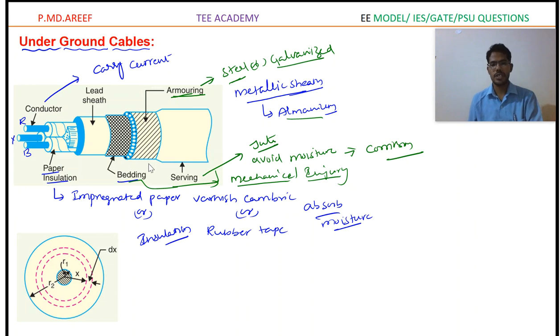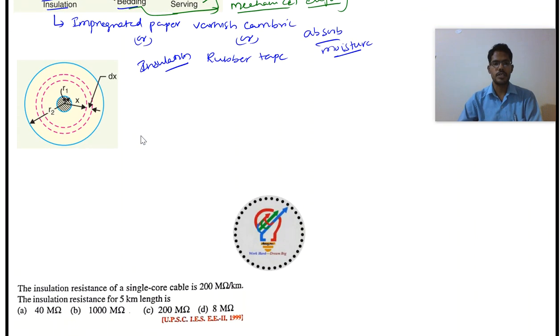So these are the overall construction of this underground cable here. Now the important formula that we are going to discuss from the examination point of view. This formula is very important, especially for the RRB JE exams and the SSC JE exams also. So the insulation resistance.